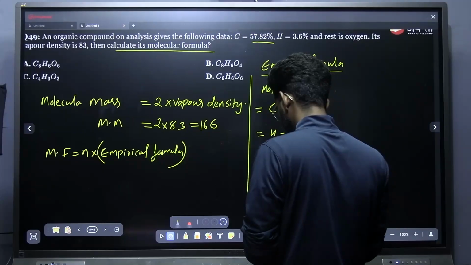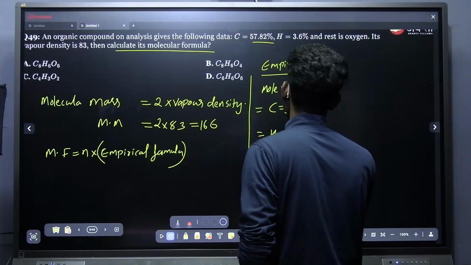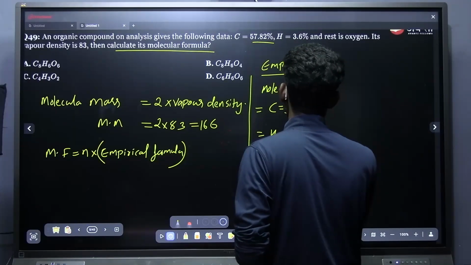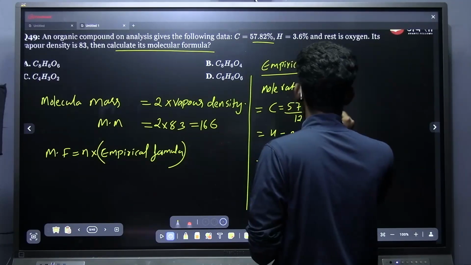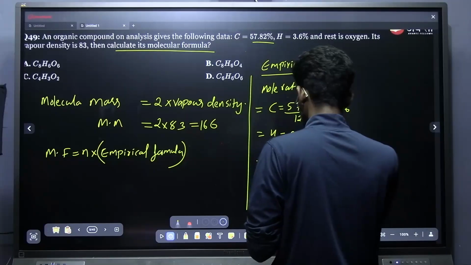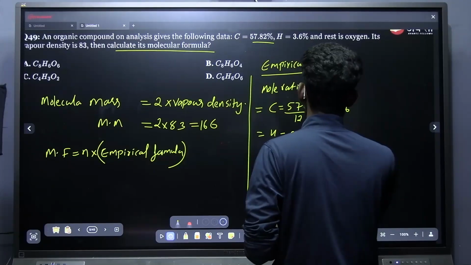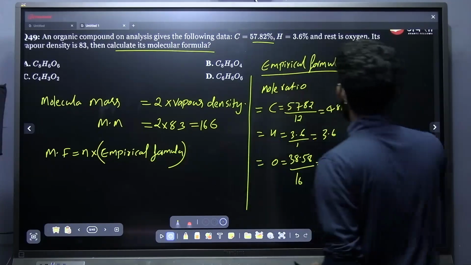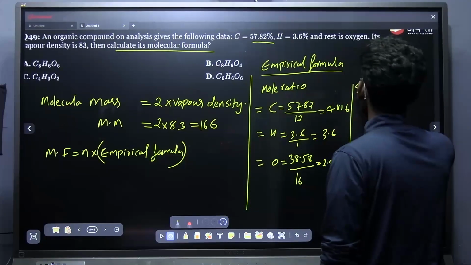It is coming 38.58 divided by 16. On solving this, what is the answer you are getting? 4.816. This one 3.6, 2.41. Mole ratio we got. Now we have to convert it to the simplest mole ratio.